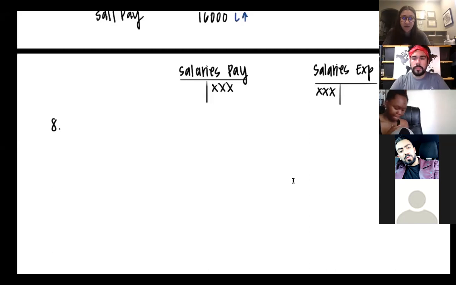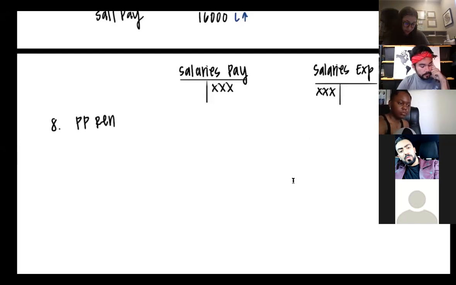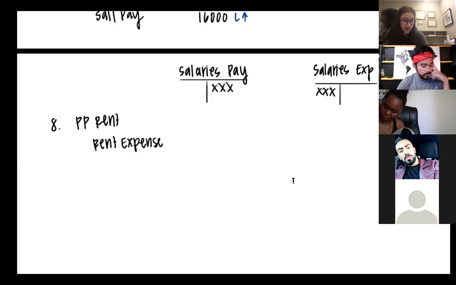So now it's December 31st, and they have a month left of rent that they already paid for, but they never increased their prepaid rent. So what you have to do is debit your prepaid rent and credit your rent expense, because on December 31st, before this adjusting journal entry, you've expensed 3 months when you should have only expensed 2 months. So you're expensing too much from that year, if that makes sense.